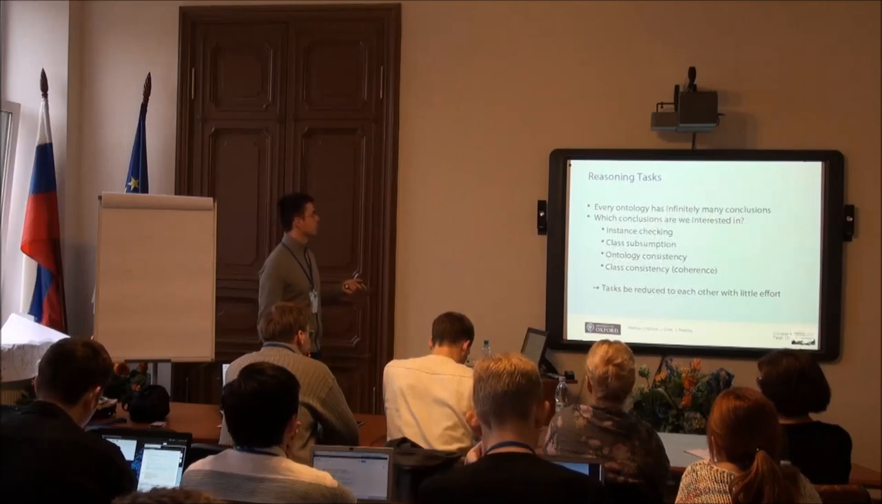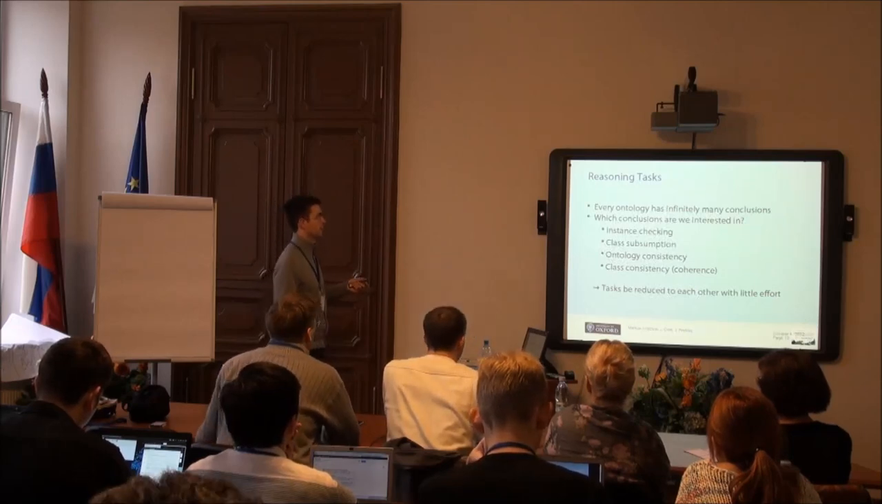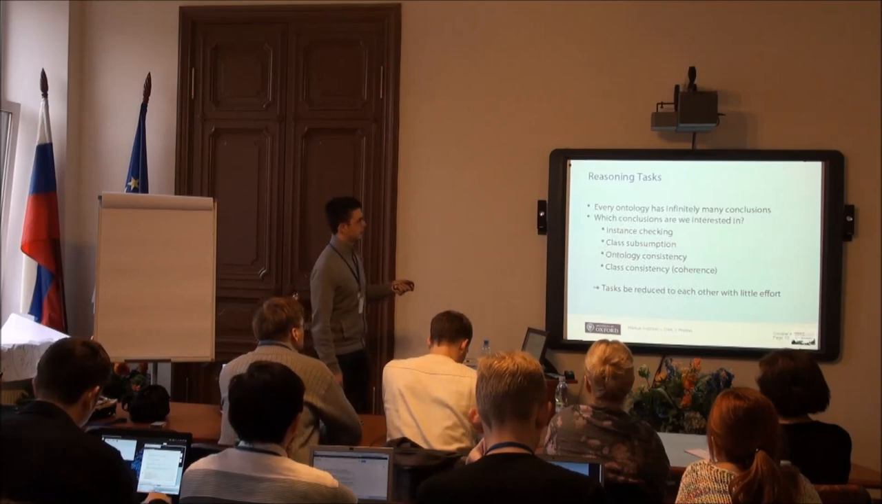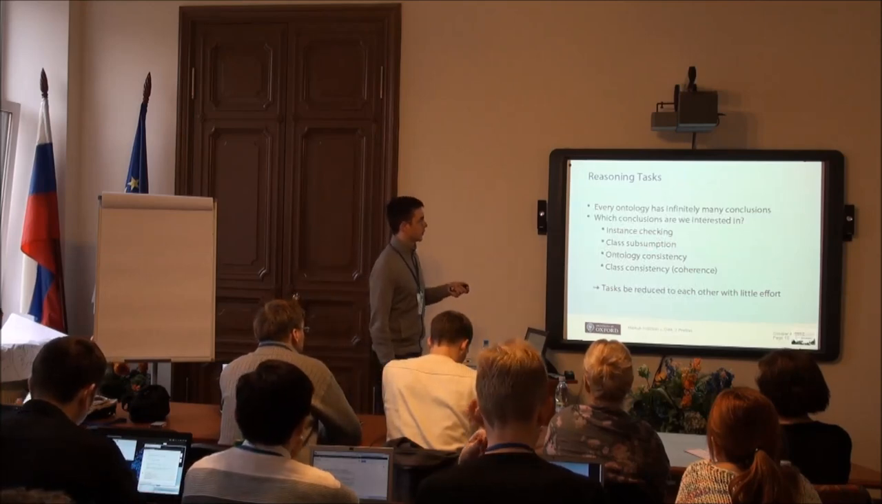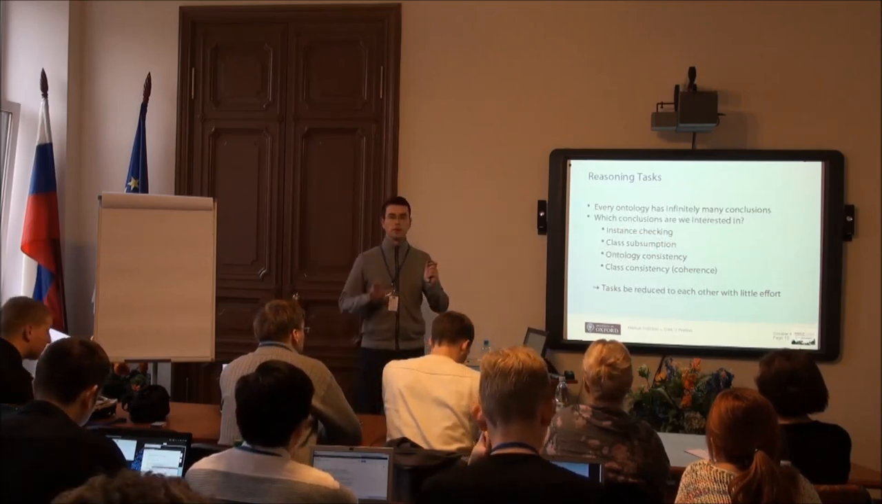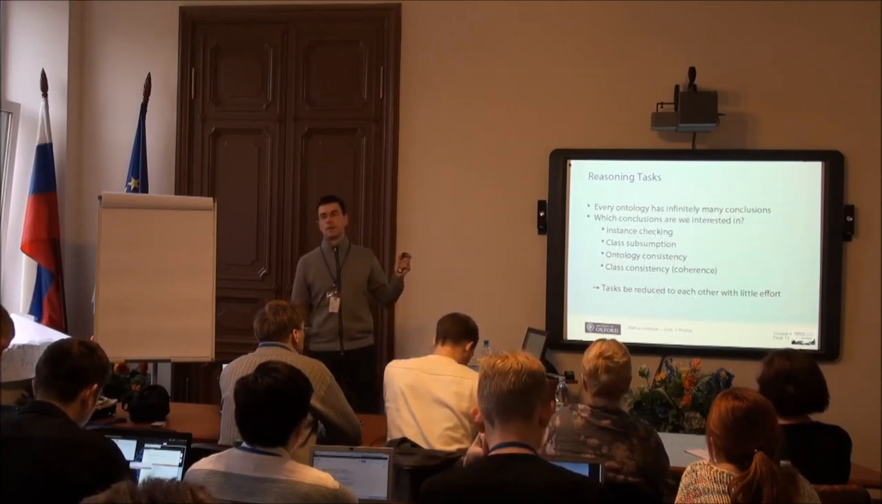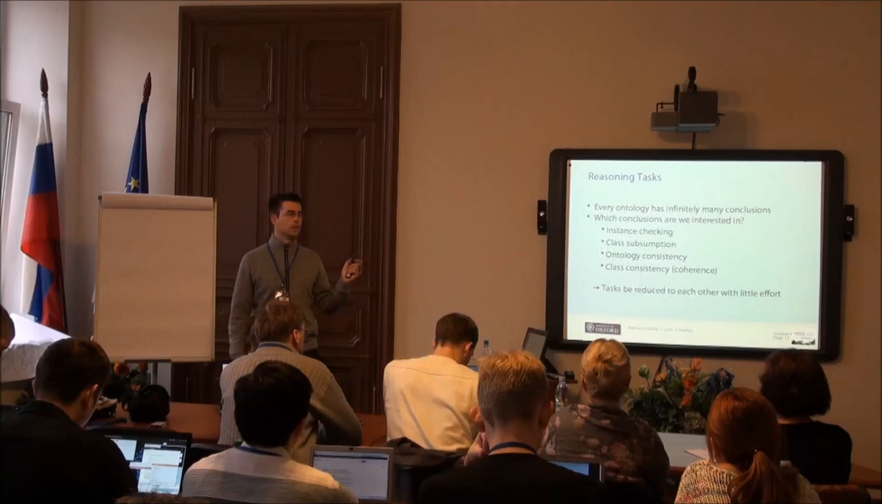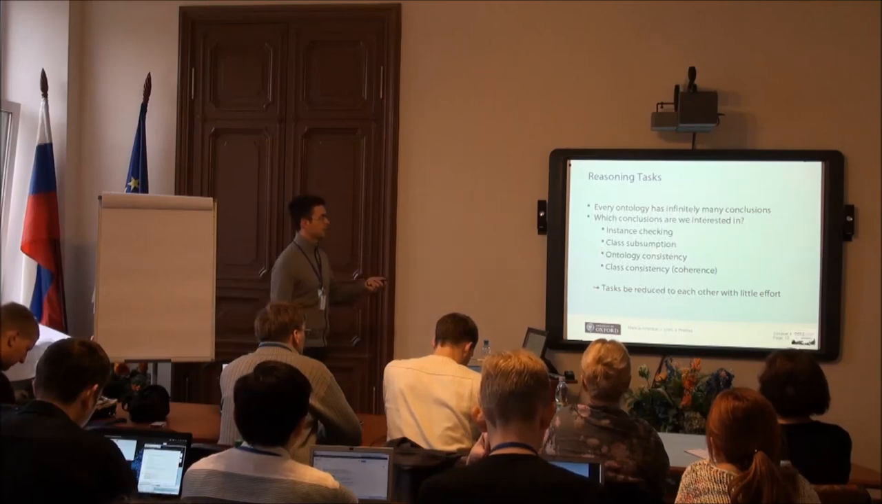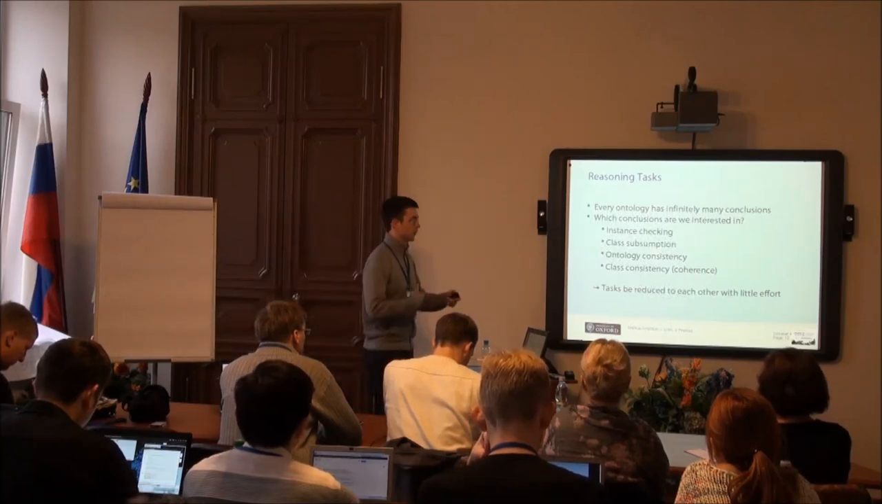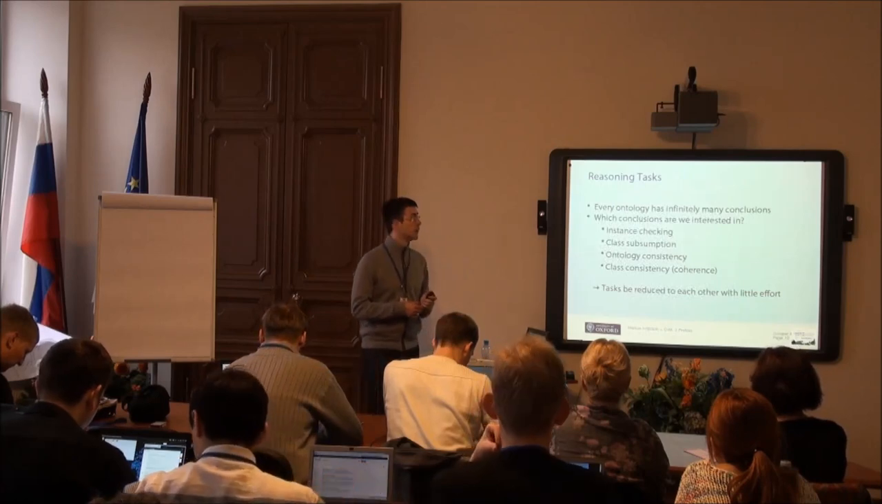So looking at these four typical problems, we can say the latter two here are mostly what you want to know at design time. When I give you an ontology, you normally expect that it's consistent and it doesn't have inconsistent classes either. So when you develop an ontology, you want to make sure it's consistent, so you have to have a reasoner that checks that for you.